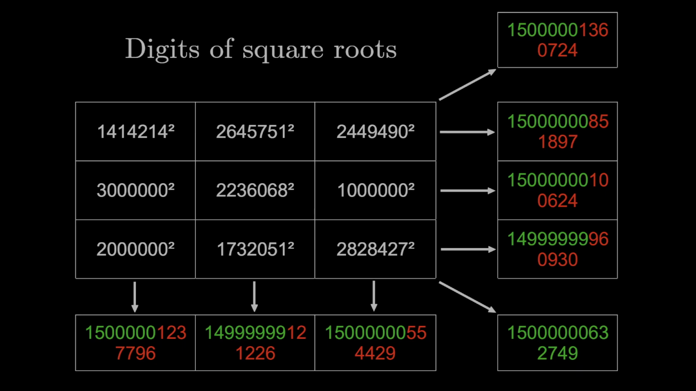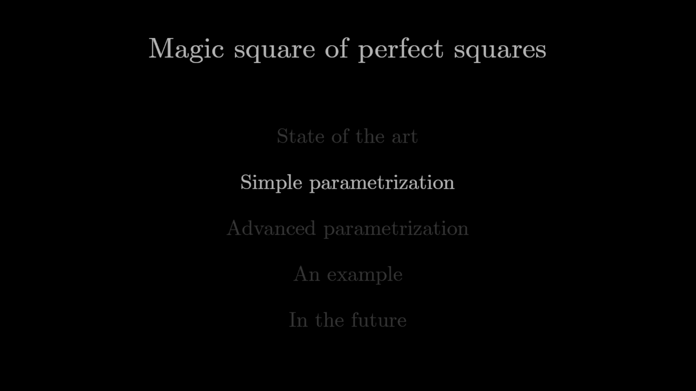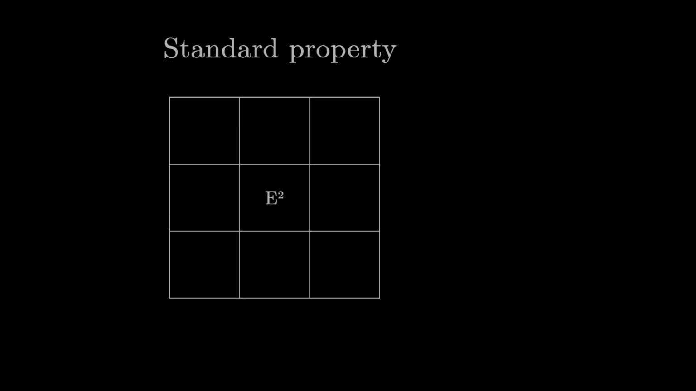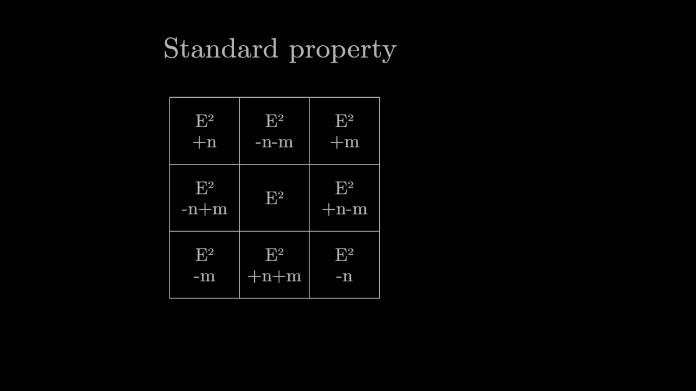So let's try and get into the parametrization of the problem. Find parameters that define it. And we come back to the initial definition, like so. And right after that, we can come to a basic property of that. That is, if we take as a reference the central entry, e squared, then all of the other entries can be written like so, with n and m integers.